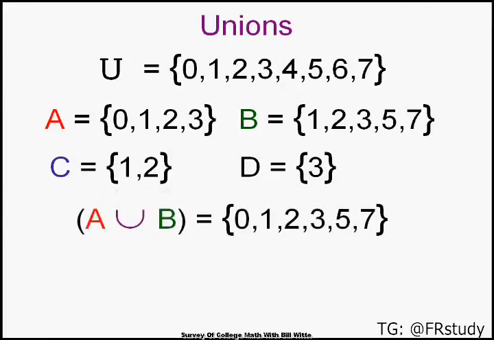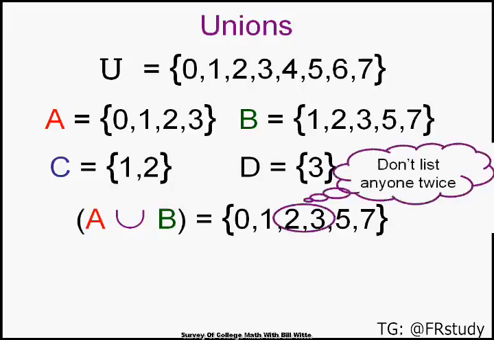So for instance, A union B is going to be all the numbers in A and all the numbers in B. Now notice 2 and 3 are in both, but we don't list them twice. So the union of A and B is 0, 1, 2, 3, 5, 7. See?